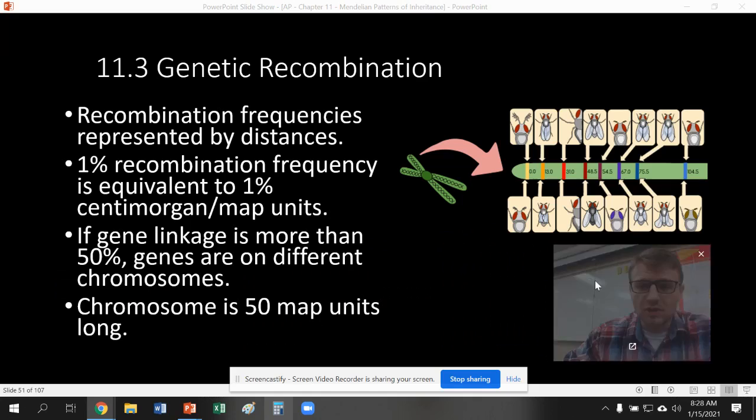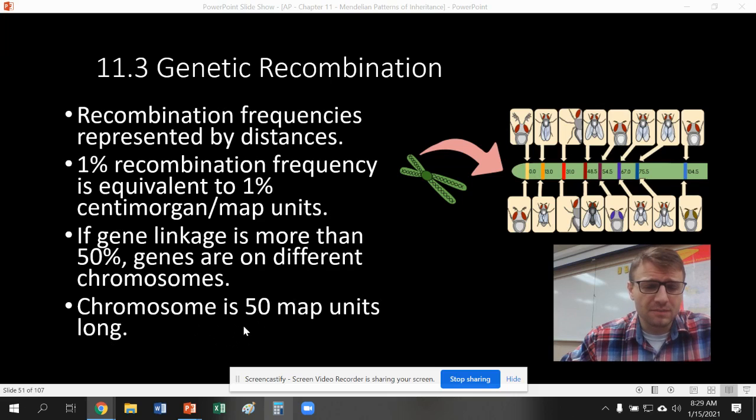So we're going to talk about genetic mapping and what this allowed Thomas Hunt Morgan and his geneticist buddies to do, which is to actually map out the chromosomes. I know you're probably thinking, how could they map out chromosomes? They couldn't even really identify certain features of the chromosome, but they could use a little bit of math and map out the chromosomes.